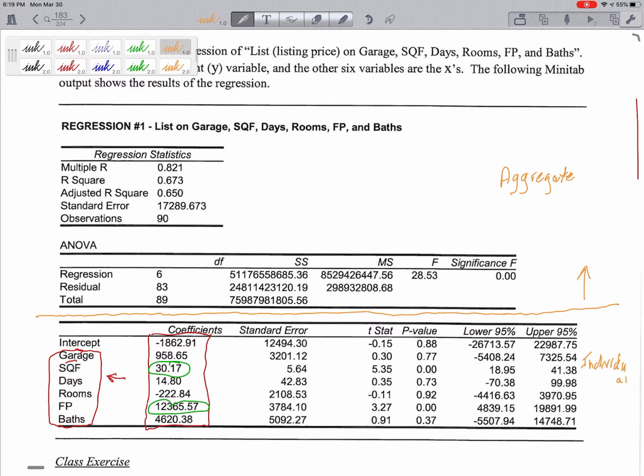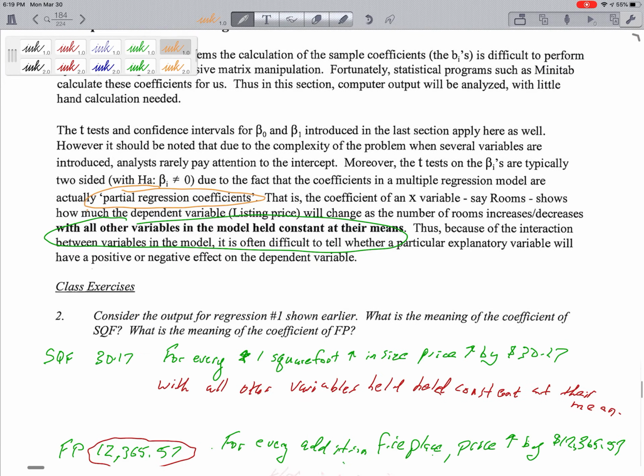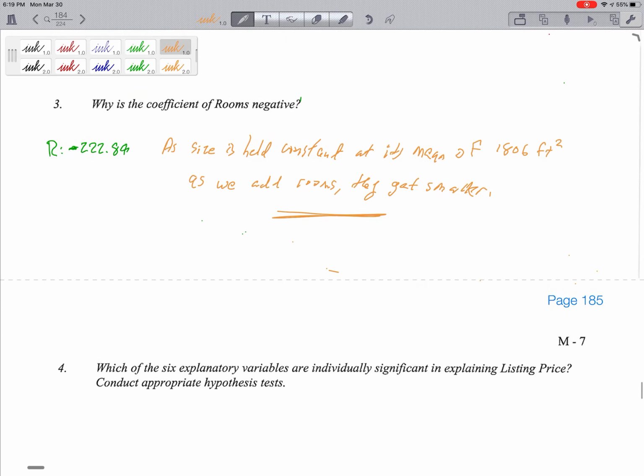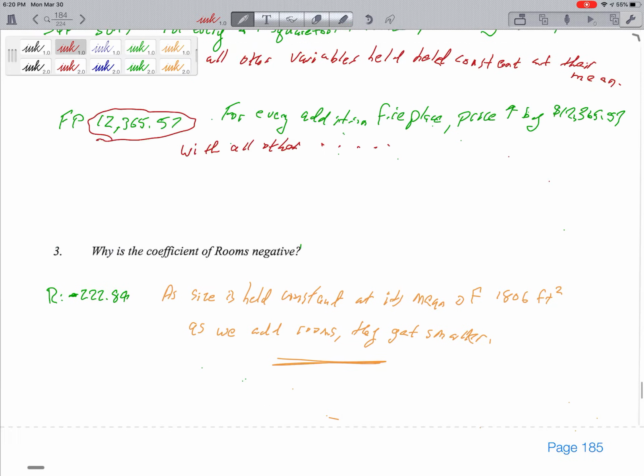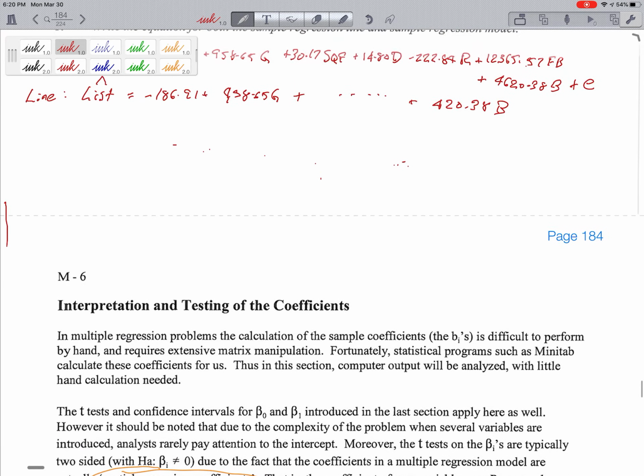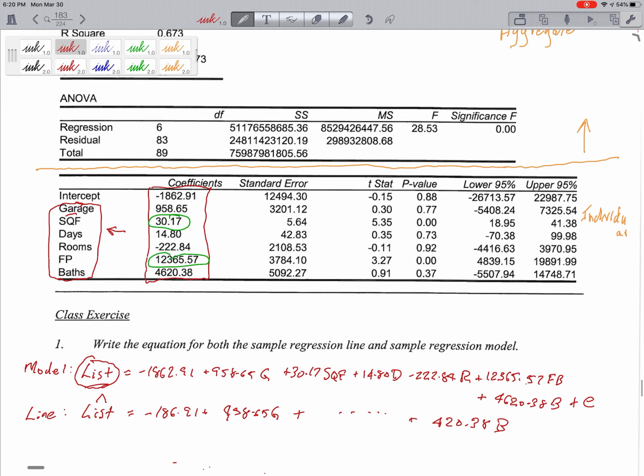Individual, I can't get that last couple of letters, I'm too close to the edge there. Individual. So when we ask this question down here that says, which of the 6 variables here are individually significant in explaining the listing price of the house, we're looking at the bottom part here. So the stuff below the line.